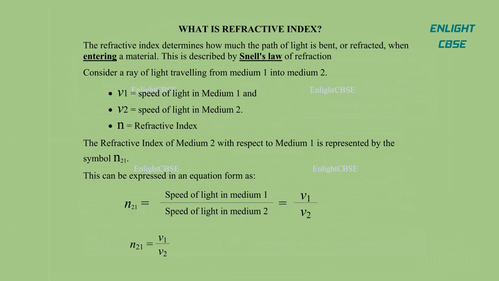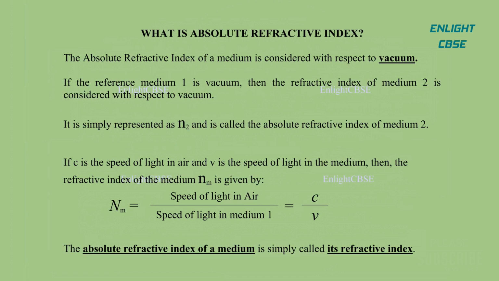What is refractive index? The refractive index determines how much the path of light is bent, or refracted, when entering a material. This is described by Snell's law of refraction. Consider a ray of light traveling from medium 1 into medium 2. Let v1 be the speed of light in medium 1 and v2 be the speed of light in medium 2. The refractive index is represented by the letter n. The refractive index of medium 2 with respect to medium 1 is given by the ratio of the speed of light in medium 1 and the speed of light in medium 2. The refractive index can be expressed in equation form as speed of light in medium 1 over speed of light in medium 2. Therefore n is equal to v1 over v2.